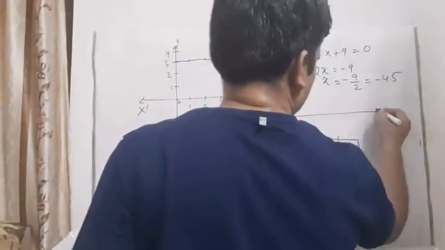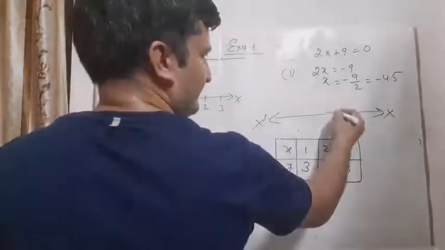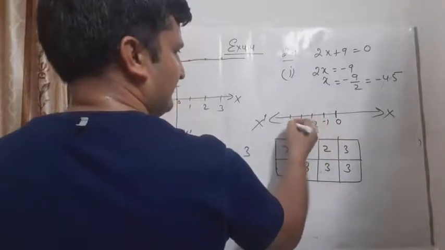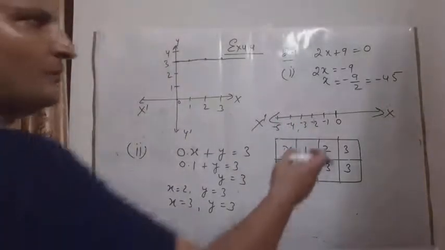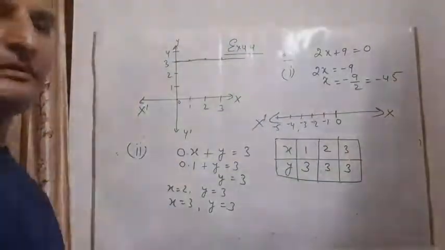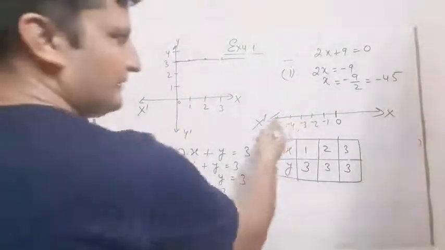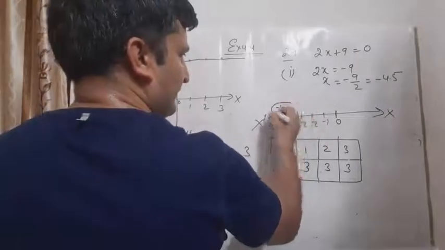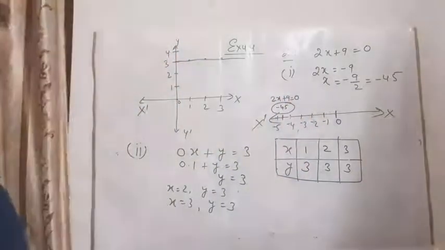The x-axis is very easy. This is the x-axis, x dash. The value is negative, so it will go to the left side: minus 1, minus 2, minus 3, minus 4, minus 5. The value is minus 4.5, which will come between 4 and 5. So this is minus 4.5, the representation of 2x plus 9 is equal to 0 in one variable.